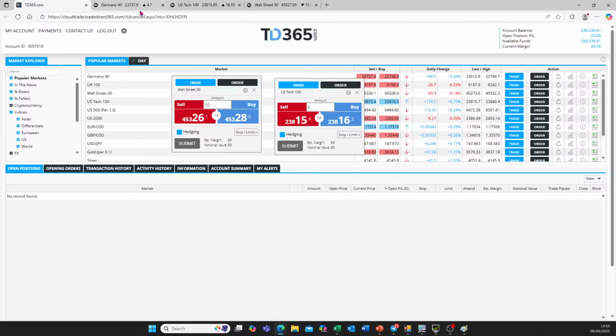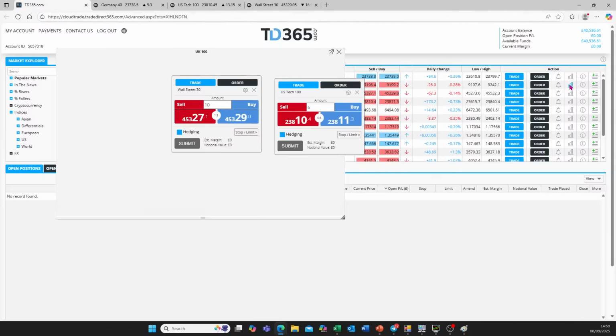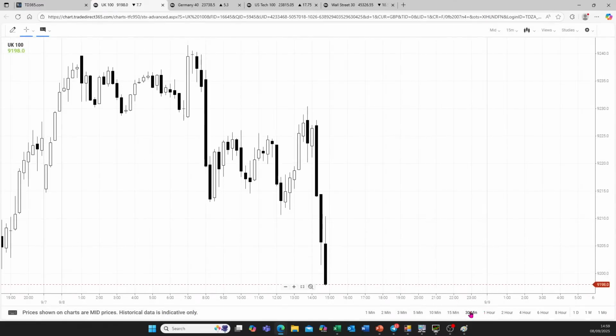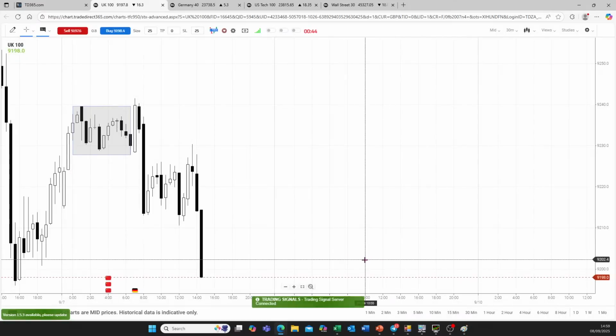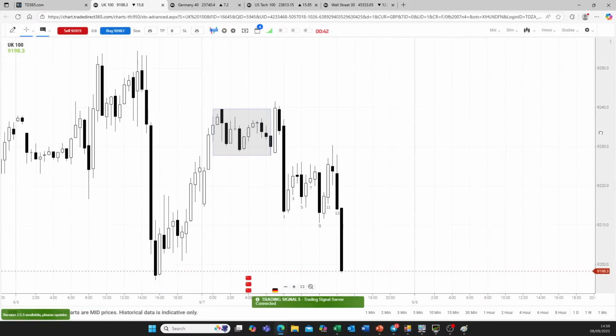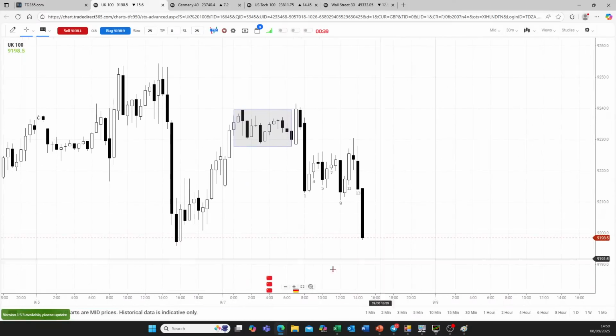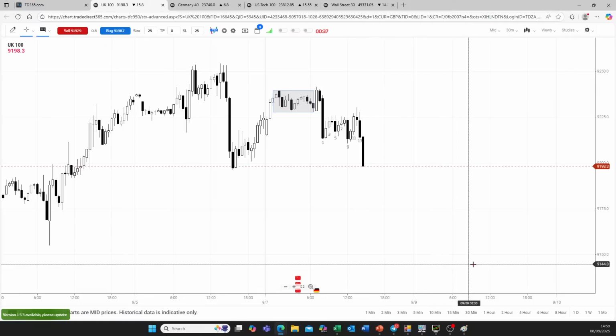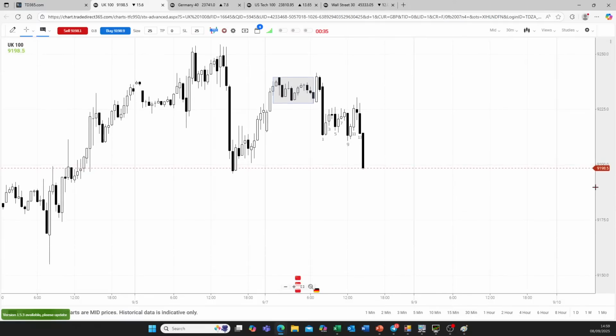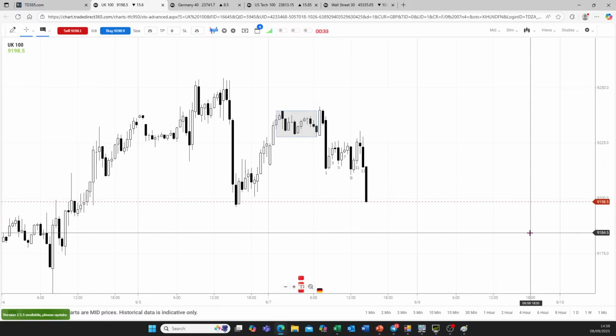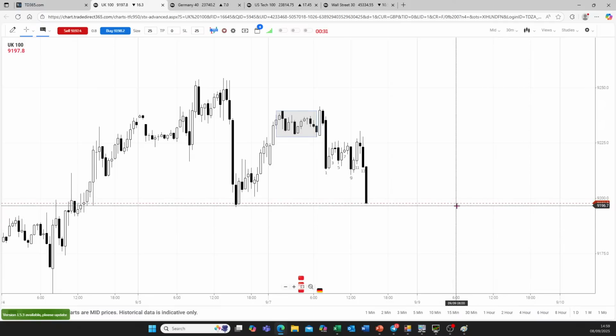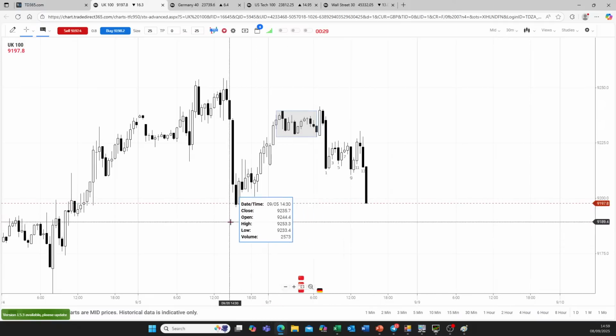I'd like to show you the FTSE chart. Interesting to see how weak it is. Here's a 30-minute chart of the FTSE. I suppose, I wonder if buyers are going to step up below 9196.